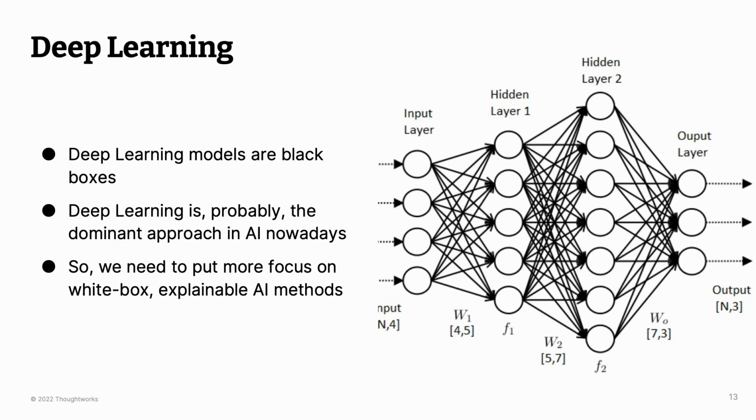The problem is that deep learning is probably the dominant approach nowadays in artificial intelligence. It's the trend, everybody wants to do deep learning. Deep learning sometimes equals machine learning or artificial intelligence in the mind of many people. But deep learning is about black boxes, no?